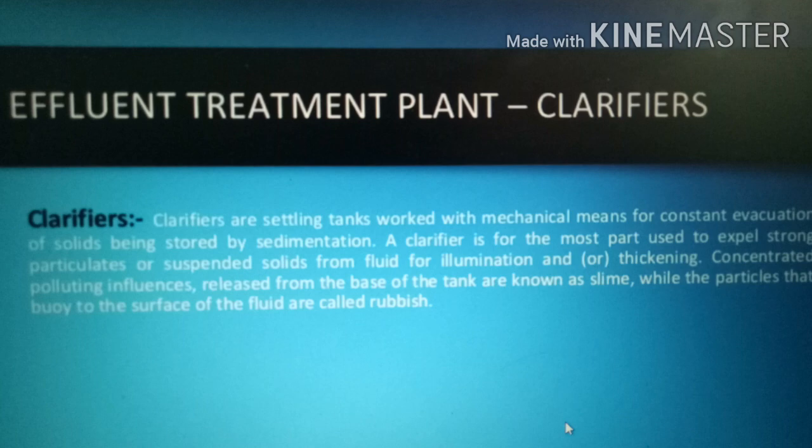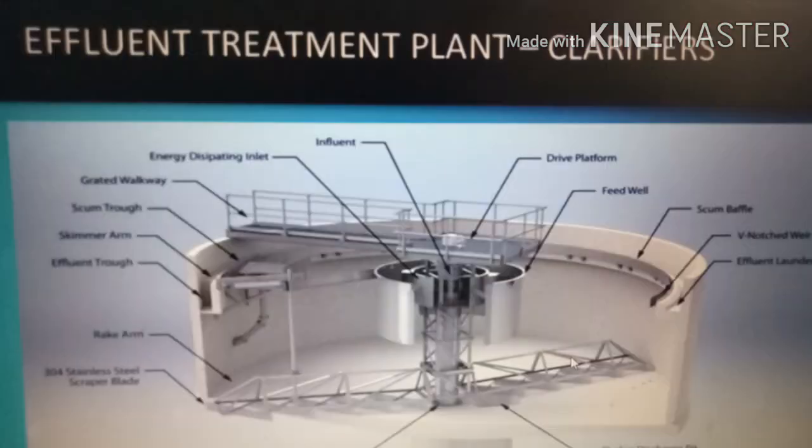And in the clarifier, the picture clearly shows the influent and energy dissipating inlet, grated walkway, scum trough and skimmer arm, effluent, rake arm and 304 stainless steel scraper blade, support columns and a dry platform, feed well and scum baffle, V-notched weir, effluent launder and sludge discharge pit.